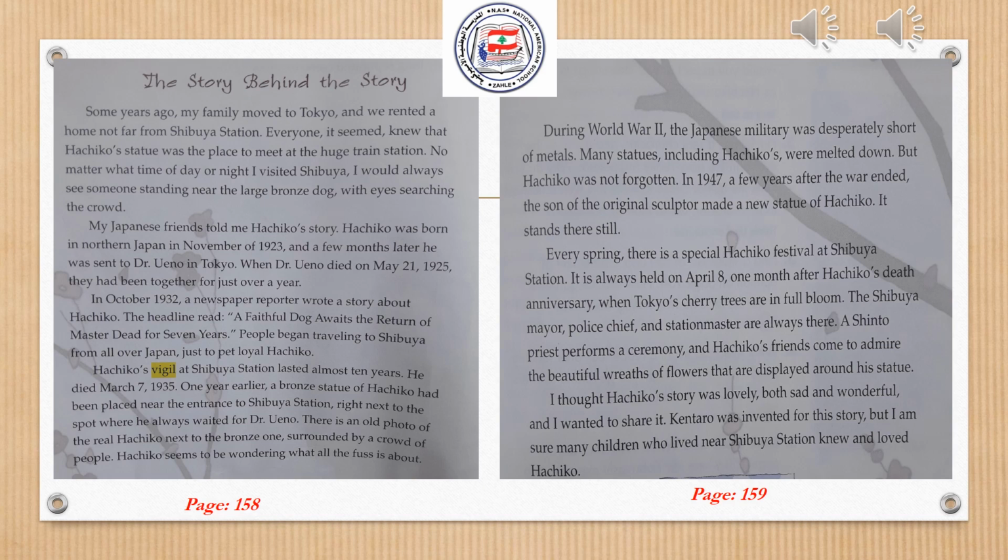And now, let's turn to page 158. Let's look at the heading, "The Story Behind the Story." What does this heading tell you about the author's purpose? Why did the author write the story? From whose point of view is this text told?